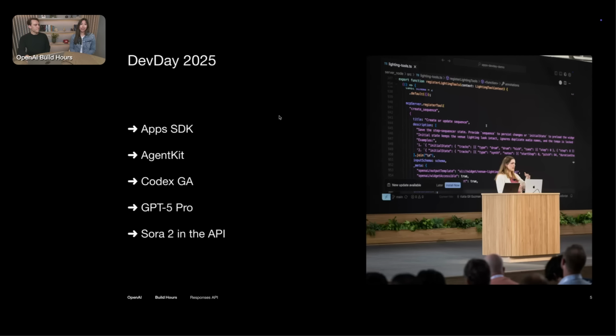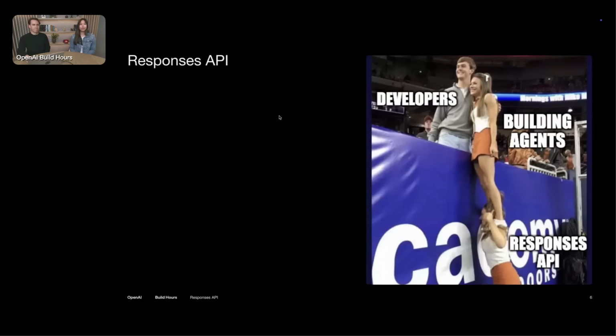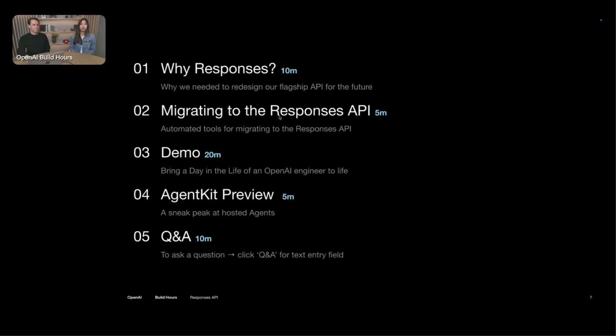As I mentioned, this is the first Build Hour that we're having right after Dev Day. We saw some really exciting product launches like the Apps SDK and AgentKit, and we saw this great theme around building agents, hence why we're talking about the Responses API today. This wouldn't be a Build Hour without a custom meme. And this just goes to show why the Responses API is so important to talk about, especially as it relates to building agents. So here's what you can expect for today.